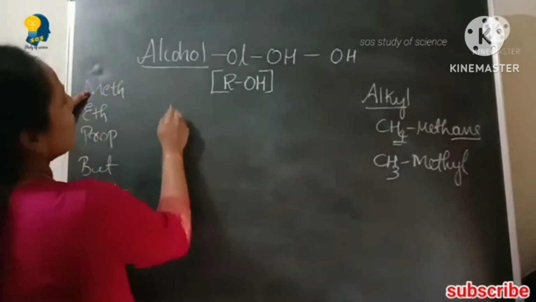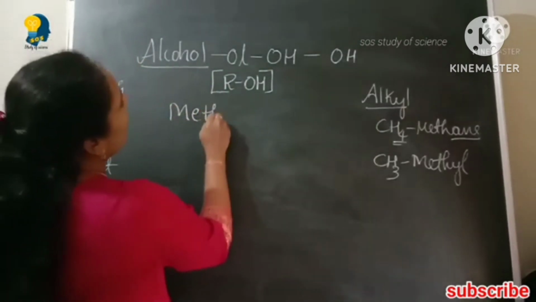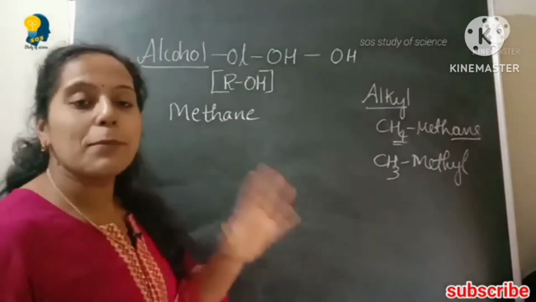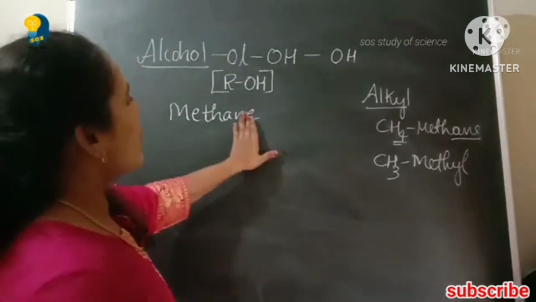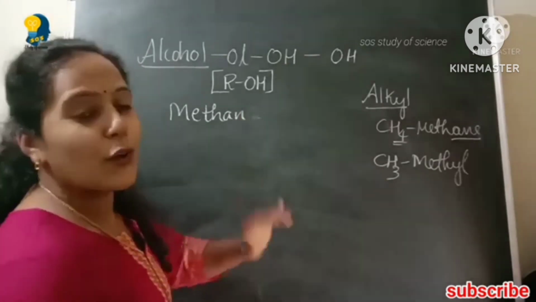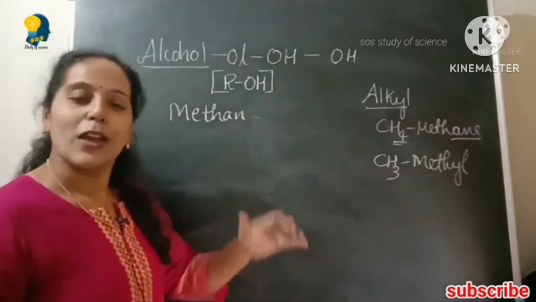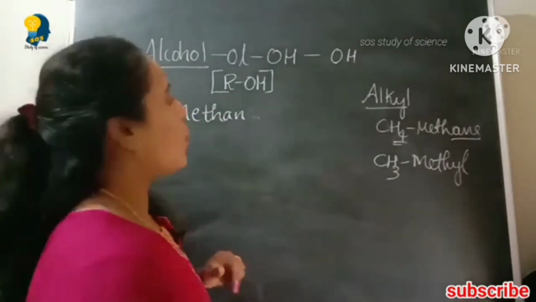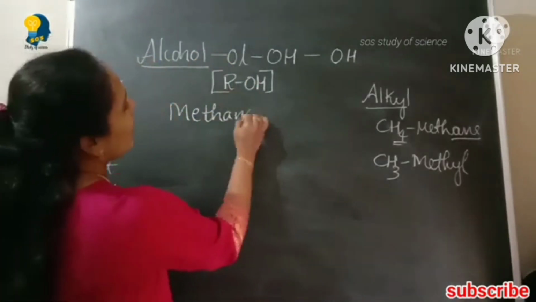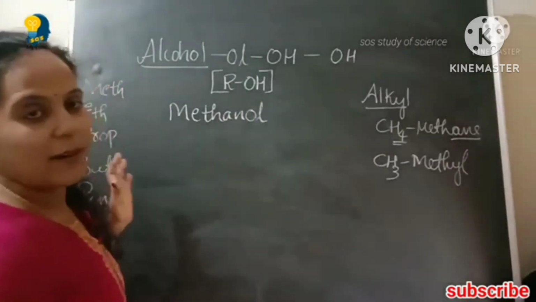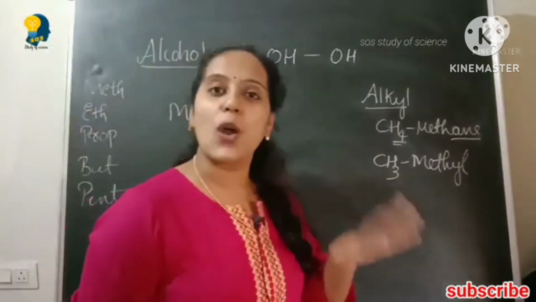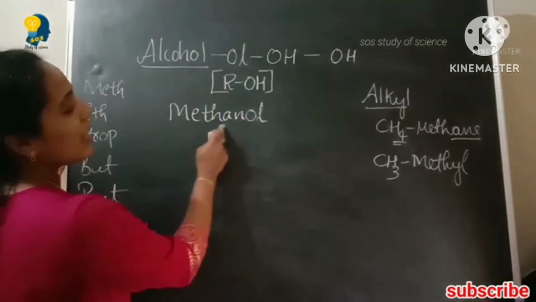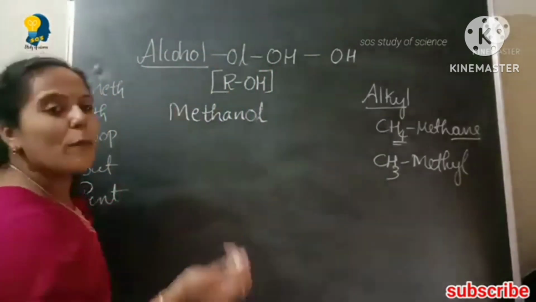So meth, very easy to write the names, guys. Just write methane. So how to write methanol? Just remove E from methane. For all the other functional groups also, you can follow the similar way. Just remove E from this name. Then add OL. So it becomes methanol. It becomes methanol. So now what happened? ROH. Methanol.